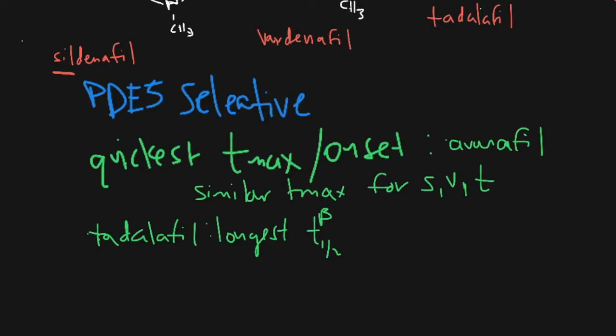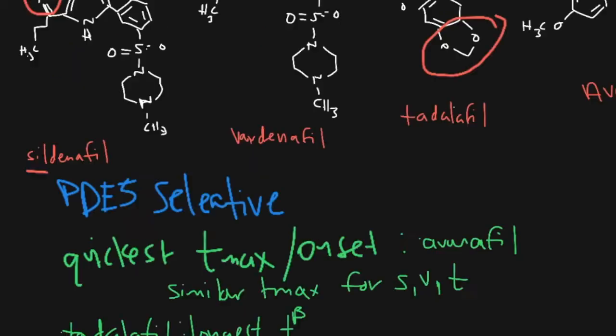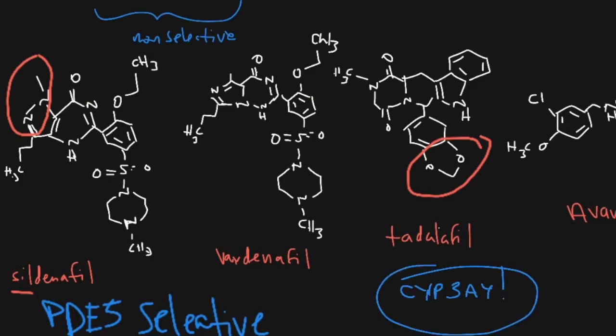Remember also that tadalafil has the longest t1/2 beta, or the elimination half-life. So the longest elimination half-life exists with tadalafil. And remember that these PDE5 inhibitors are metabolized by CYP3A4, like I said over here. So CYP3A4 metabolizes these PDE5 inhibitors, and they do it at the bottom of the molecules. So always look for the bottom for these PDE5 inhibitors when you're metabolizing.